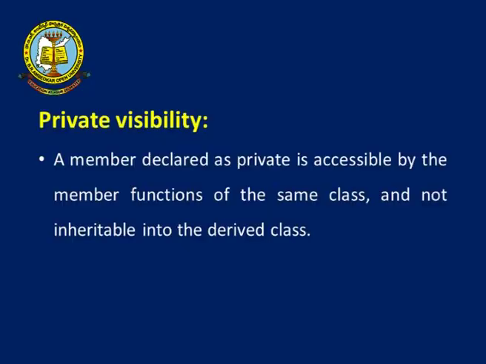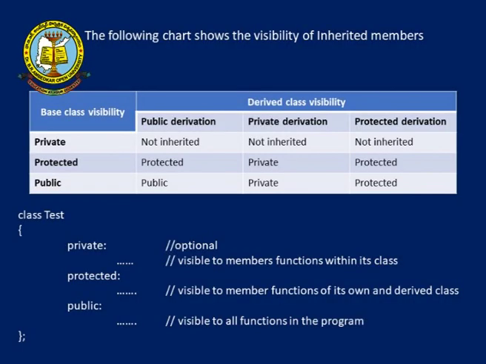If we see the private visibility, that means if we have the private members in the base class, they are available only within the same class and they are not at all inheritable into the derived class. The private members are invisible outside the class. They are not at all accessible outside the class. That is the first visibility. So, we have already seen it in the chart.